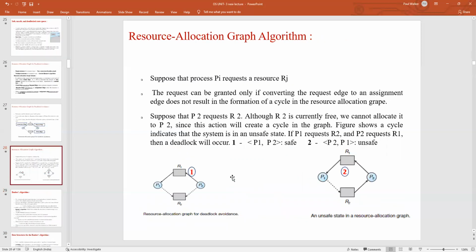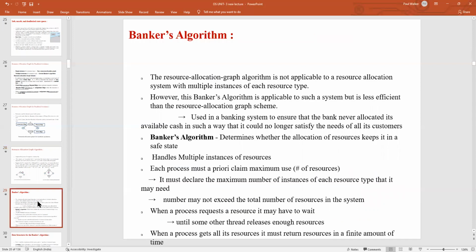Moving to the next one. Suppose the process P1 is making a request to the resource. The request is granted only if converting the edge does not form a cycle. Otherwise, the request will not be granted. That means they should currently feed the particular process, and the system in the unsafe state will be moved to the safe state and share the resources. So this is the only solution for avoiding the resource allocation graph problem. So the next deadlock avoidance procedure is Banker's algorithm.